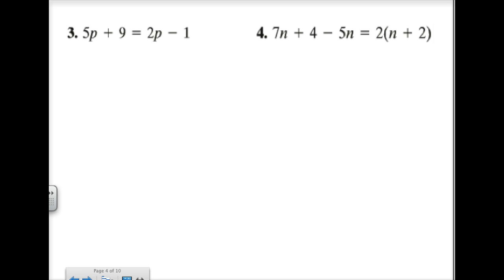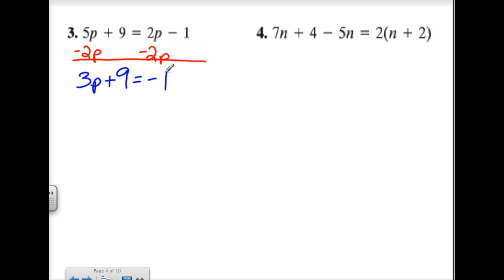Moving on to number 3. Again, you have variables on both sides. So I'm going to move the smallest variable, 2p. It's a positive 2p, so I'm going to subtract 2p on both sides. Notice that I put the p's underneath each other. 5p minus 2p gives me 3p. The plus 9 comes down. 2p minus 2p is 0. The -1 is still there.